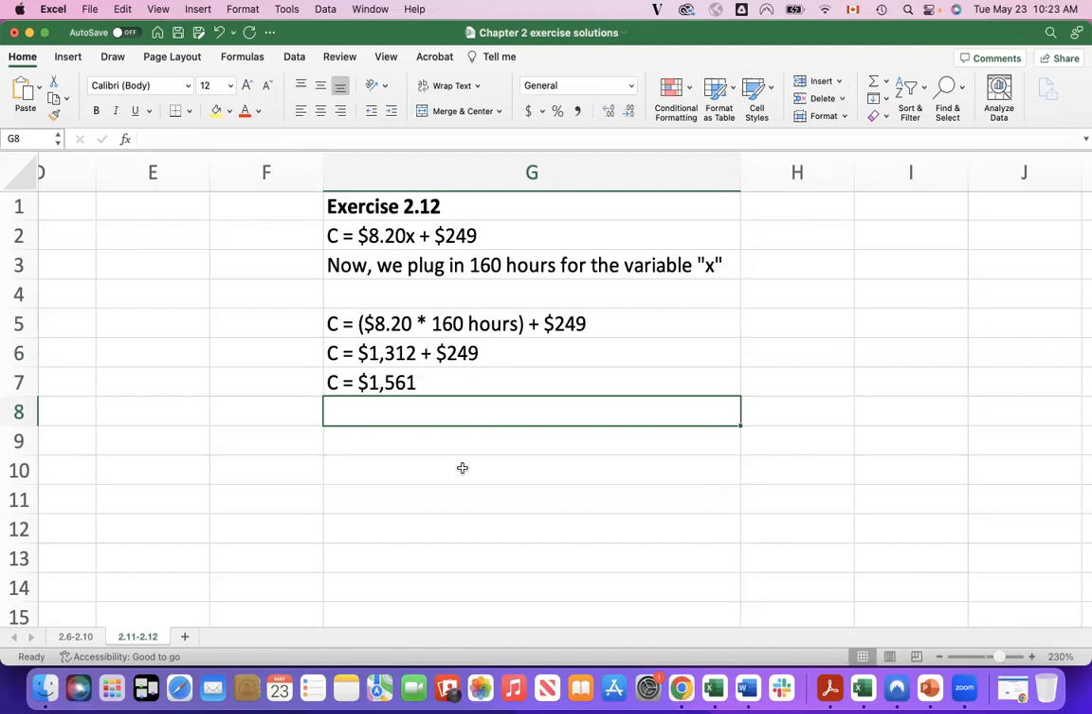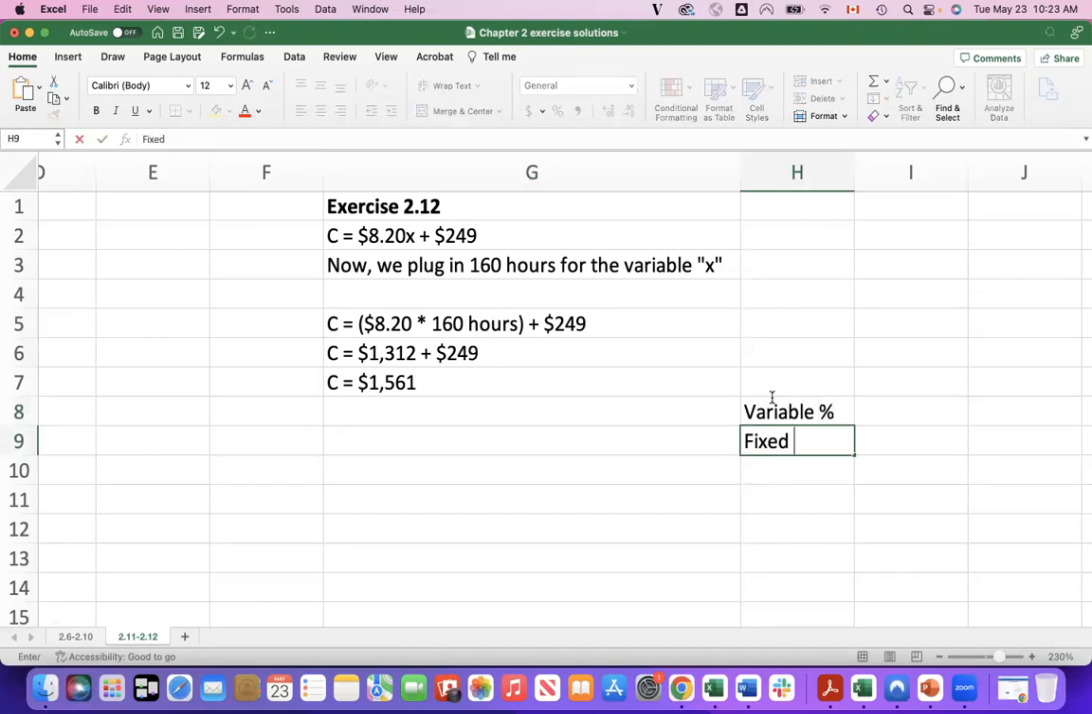Now, why is that level of detail important? Maybe it is, maybe it isn't, depending on the user, the advisor, whatever the case is. But at the very least, it does give you some insight into how that cost performs. Is it more variable? Is there more fixed to it? Is it more balanced? In this case, you can clearly tell that of the 1,561, it is vastly variable. We can even do a quick calculation here. Variable percentage, fixed percentage. So of that total cost of 1,561, how much of it is variable? 1,312 divided by 1,561. We're looking at roughly 84% of the total cost is considered variable, and therefore the other 16% or so is going to be fixed.